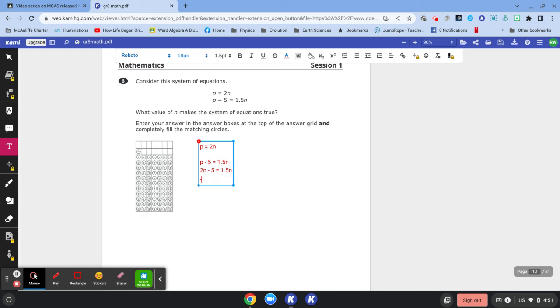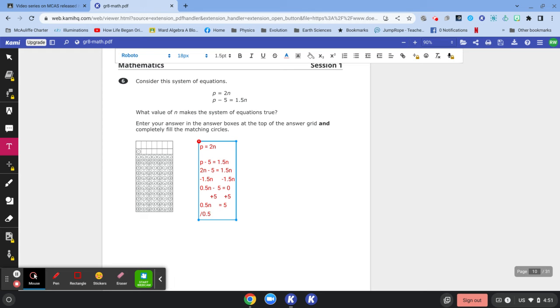I will subtract 1.5n from both sides of that equation. The right side becomes 0. The left side becomes 0.5n minus 5 equals 0. And now I want to add 5 to both sides. And I get 0.5n equals 5.